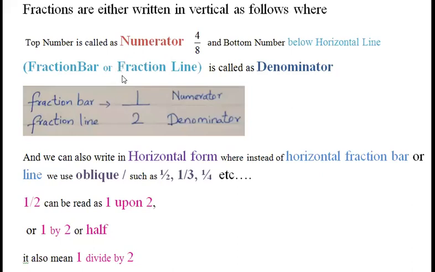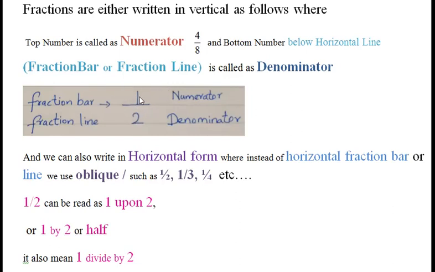So fractions can be written in vertical form and in horizontal form also. There is no difference, it's just a way of writing. In vertical form, there's a horizontal bar, which is called the fraction bar. Above that is the number called the numerator, and below it is the denominator. We denote this fraction as 1 upon 2, or 1 by 2, or one whole object divided by 2. So you can say 1 divided by 2, 1 upon 2, or 1 by 2.